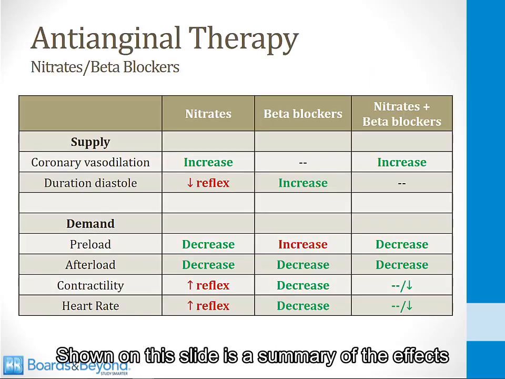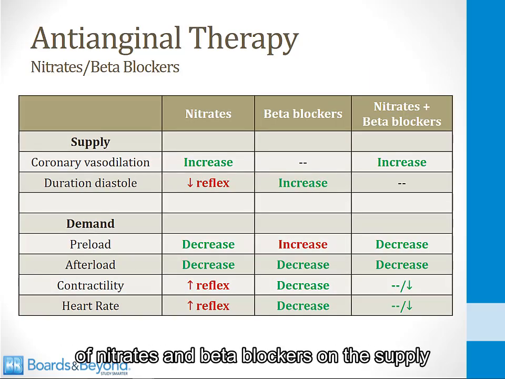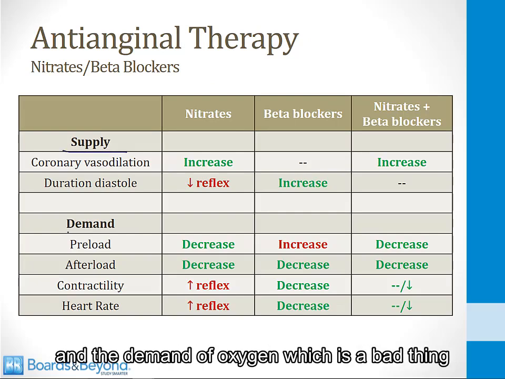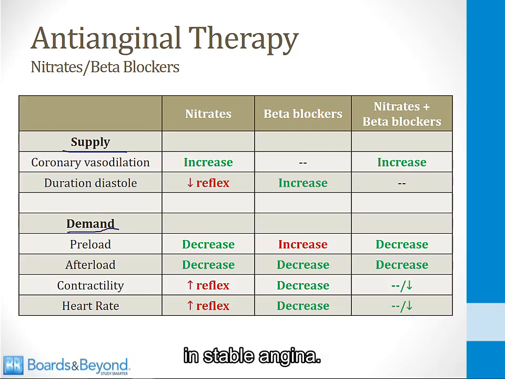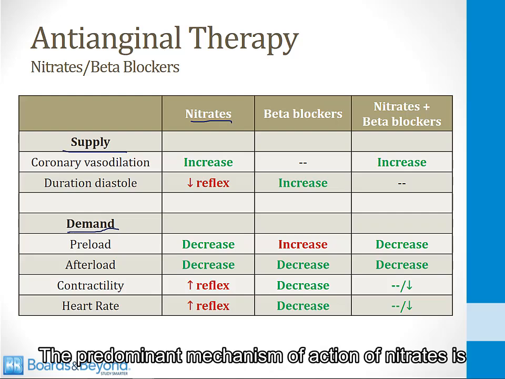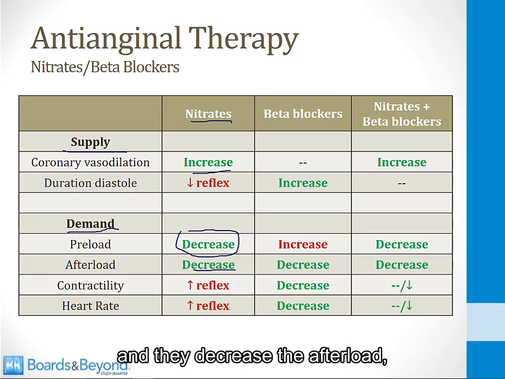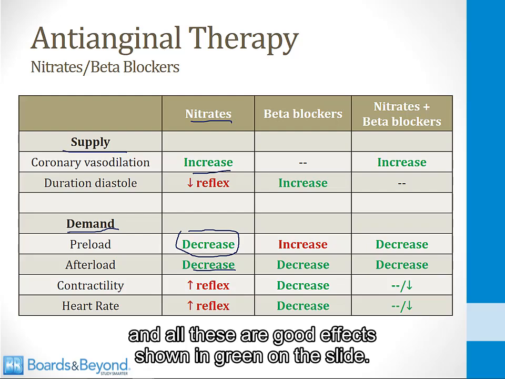Shown on this slide is a summary of the effects of nitrates and beta blockers on the supply of oxygen, which is a good thing in stable angina, and the demand of oxygen, which is a bad thing in stable angina. Let's start with nitrates. The predominant mechanism of action of nitrates is to decrease the preload. These drugs also increase coronary vasodilation and they decrease the afterload. And all these are good effects shown in green on the slide.